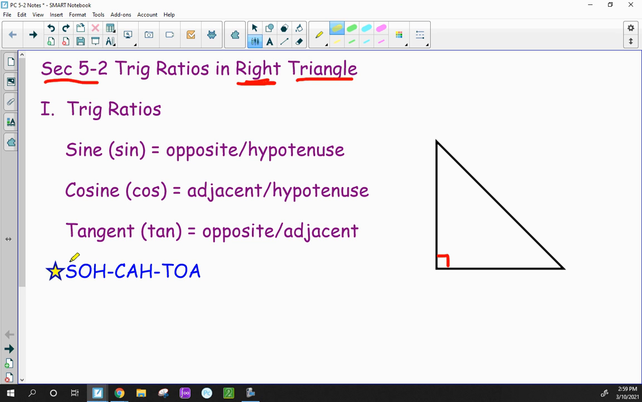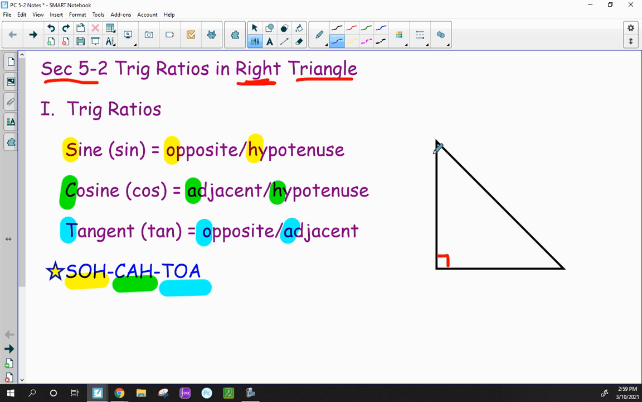S-O-H stands for sine, O, opposite, and then hypotenuse. Cosine is adjacent over hypotenuse. And tangent is opposite over adjacent, and that's the TOA part. SOHCAHTOA, S-O-H-C-A-H-T-O-A.